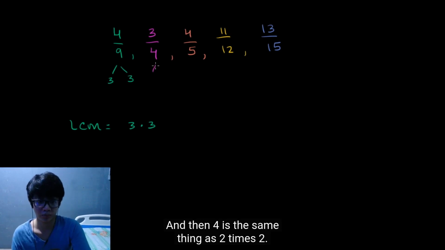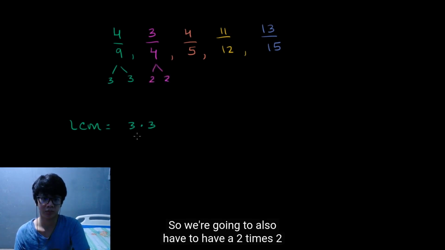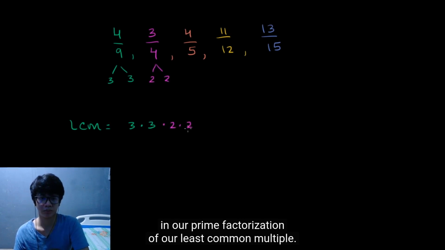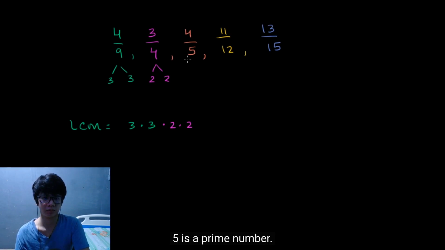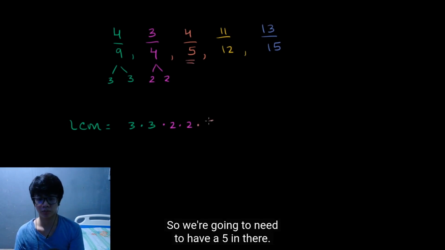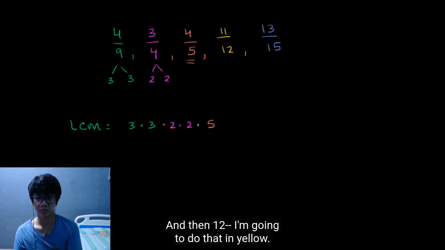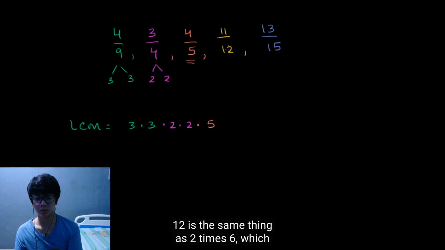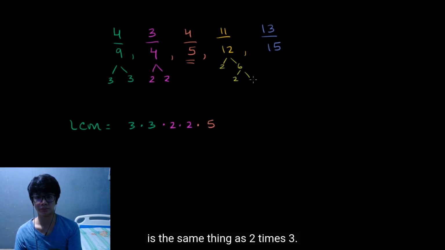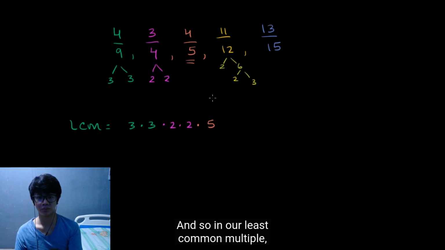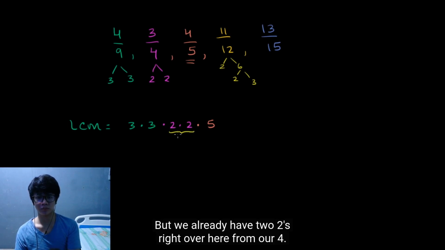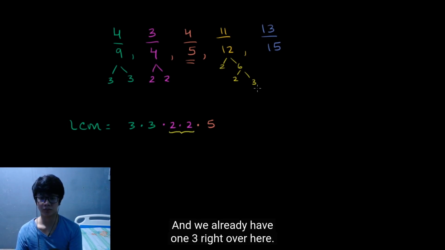And then 4 is the same thing as 2 times 2. So we're going to also have to have a 2 times 2 in our prime factorization of our least common multiple. 5 is a prime number, so we're going to need to have a 5 in there. And then 12, I'm going to do that in yellow. 12 is the same thing as 2 times 6, which is the same thing as 2 times 2 times 3. And so in our least common multiple, we have to have 2 2's, but we already have 2 2's right over here from our 4, and we already have 1 3 right over here.